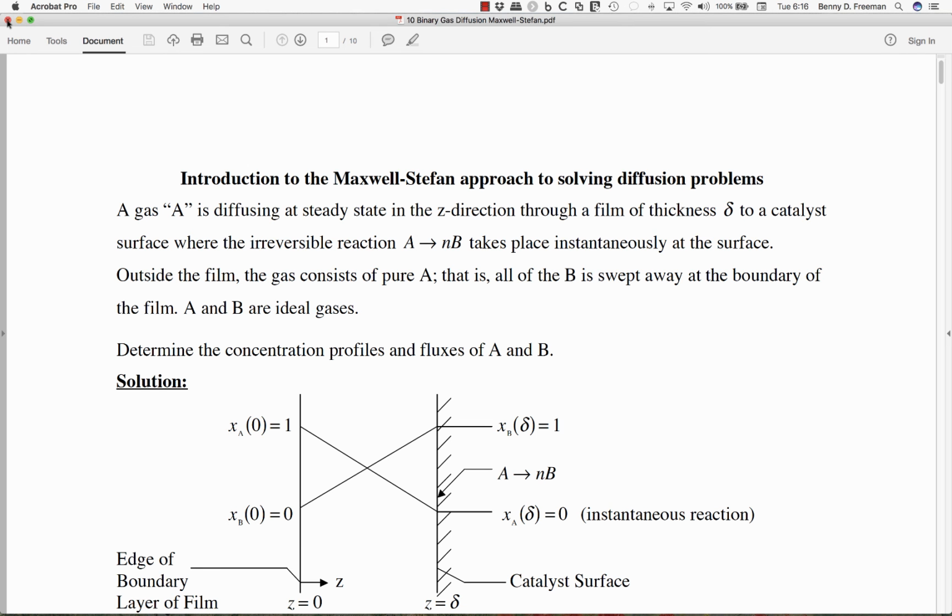All right, I'm going to stop the lecture there, and we'll pick it up again next time, starting with one more example of using the Maxwell-Stefan approach to solving diffusion problems. Thank you.